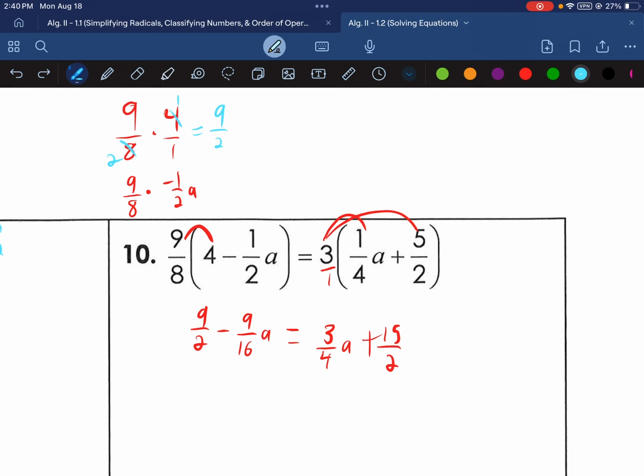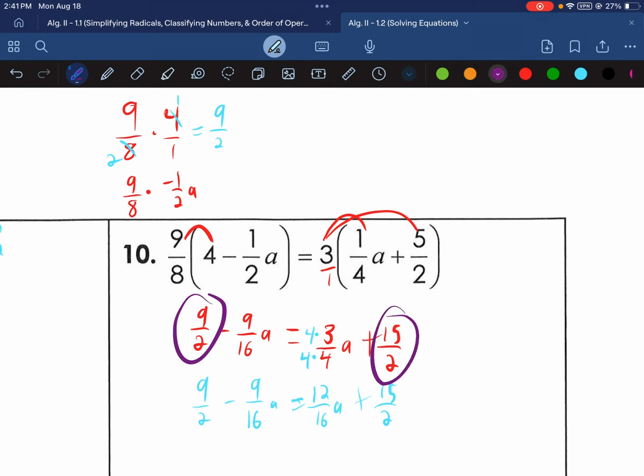Now we have to move the smaller of the a's. Since one of them is negative, it becomes obvious that this one's smaller than the positive version. So I'm going to add that number to the other side. However, I need common denominators. My common denominator will be 16, so I'll multiply this fraction by 4 on both the top and the bottom. So I'm going to get 9 over 2 minus 9 over 16a equals 12 over 16a plus 15 over 2.